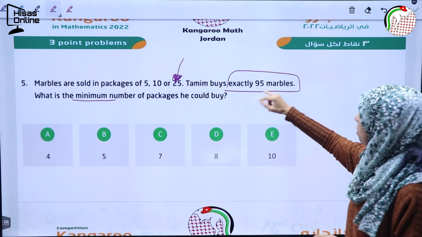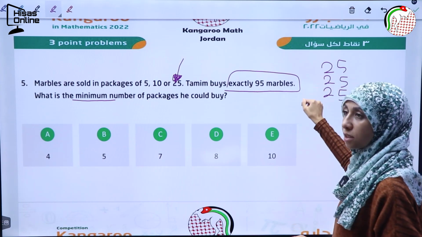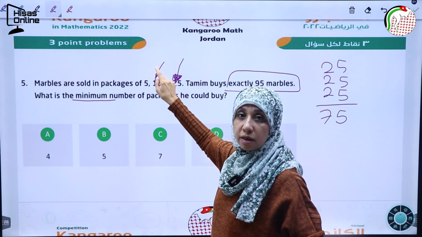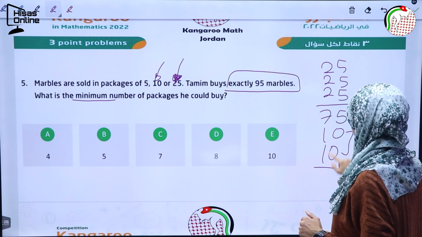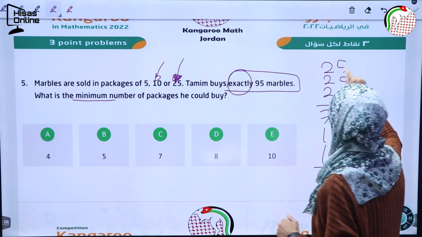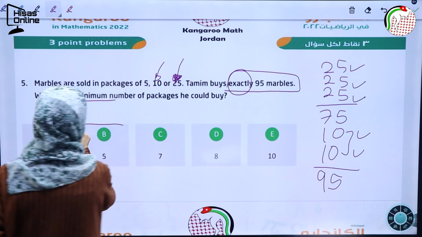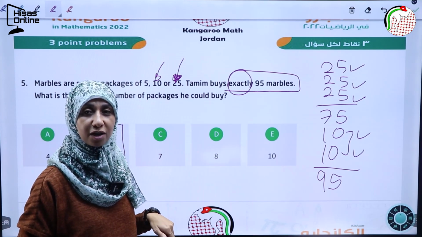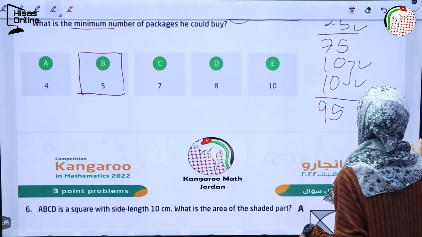So we have 25, then 25, then 25. That makes 75. How much is left? He needs to buy 2 packages of 10. Those 2 make 95, and they said exactly 95. So 1, 2, 3, 4, and 5. So 5 is the minimum number of packages that Tamim bought to have exactly 95 marbles. Moving to the next question.